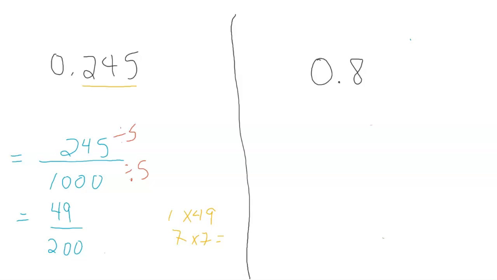And so I know that neither 49 nor 200, I know 200 is not divisible by 7 or by 49, and so I am done. So let's take a look at the next example.